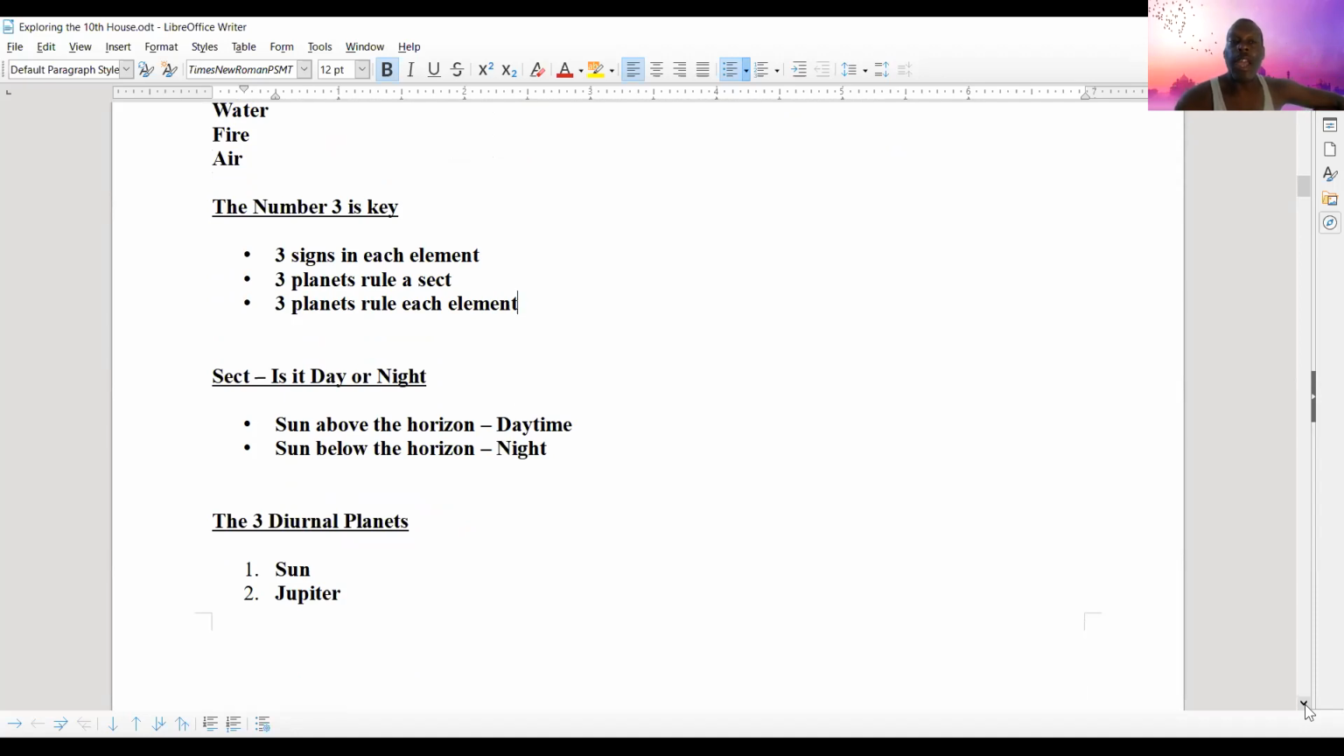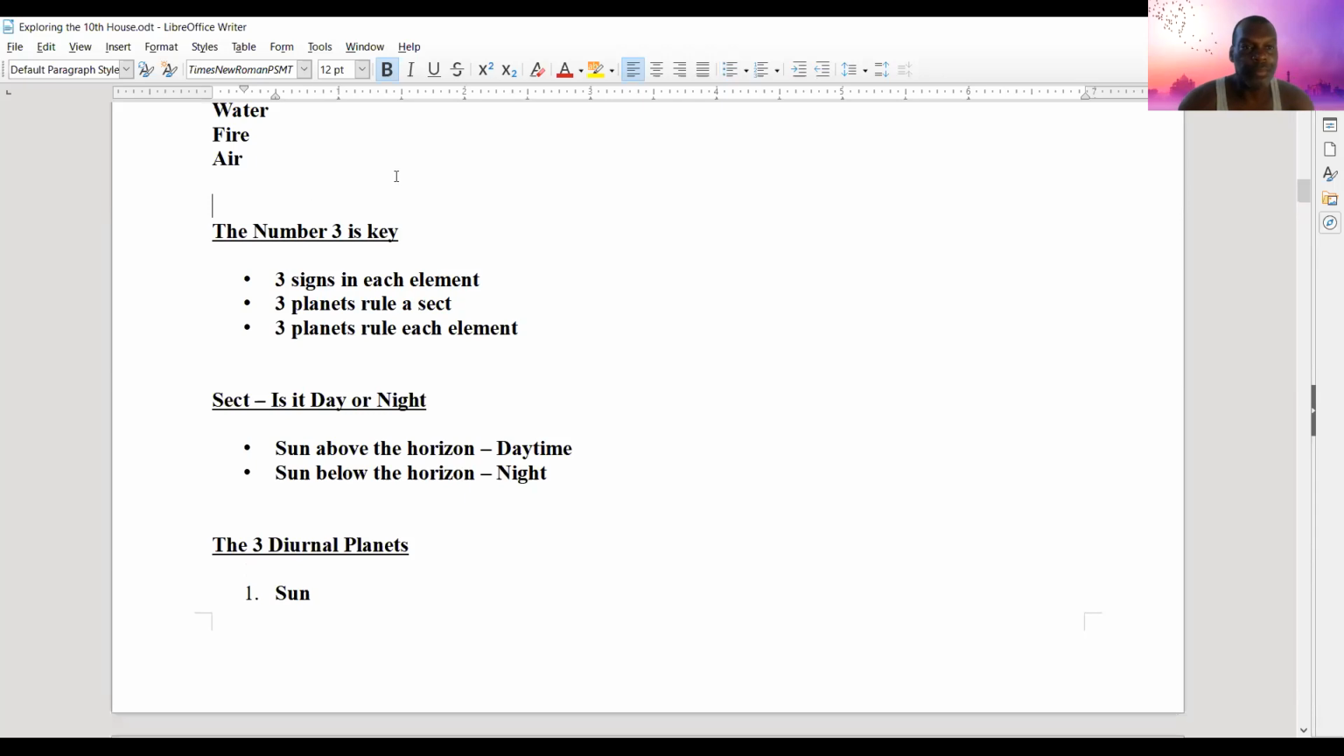So what did I say? There are 3 signs in each element. There are 3 planets who rule a sect. So there are 2 sects, right? Day and night. So the 2 sects.